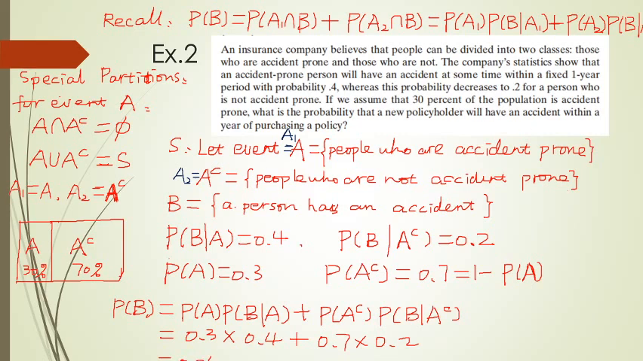So a new policyholder will have an accident with probability 0.26, which is a little higher than this conditional probability, but much lower than the probability when we know this person is accident prone. Here we don't know the type of this policyholder, whether accident prone or not, but the probability of this new policyholder having an accident is 0.26. So that is example 2.